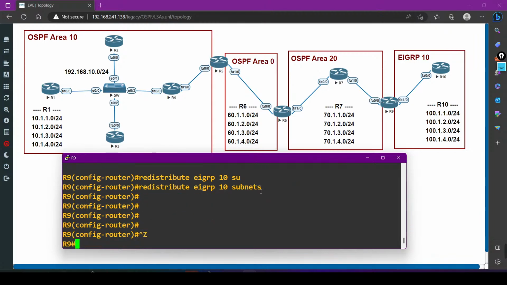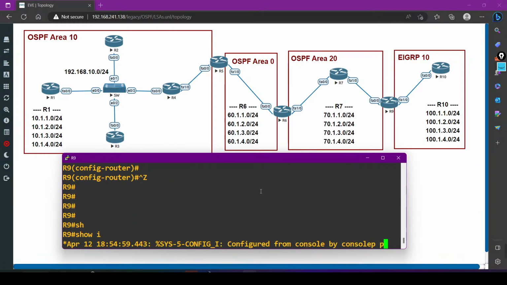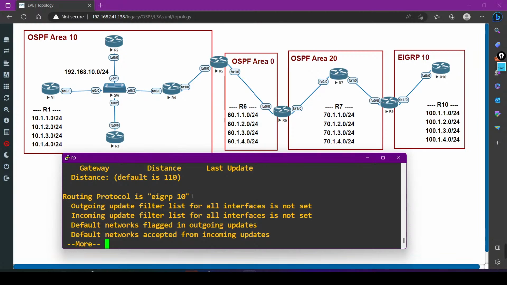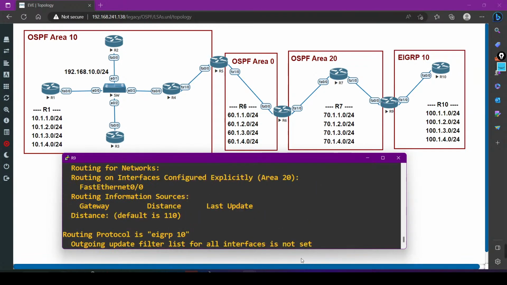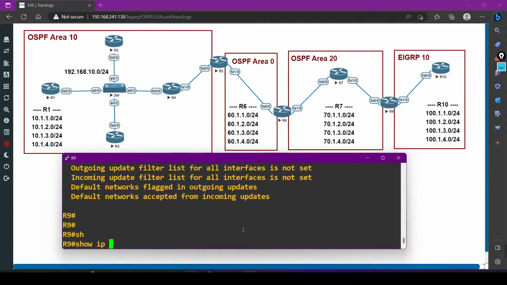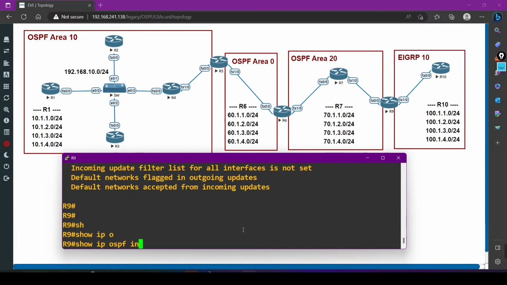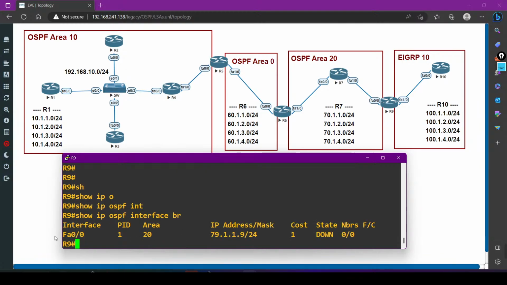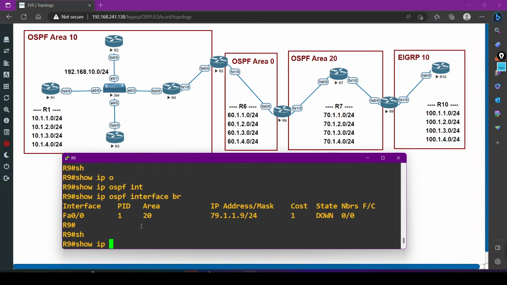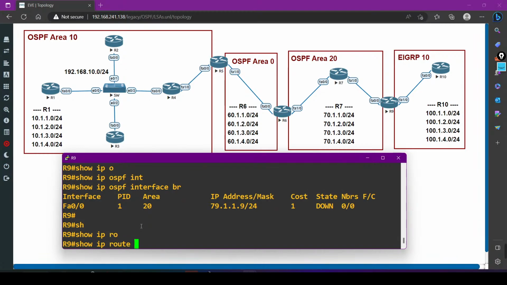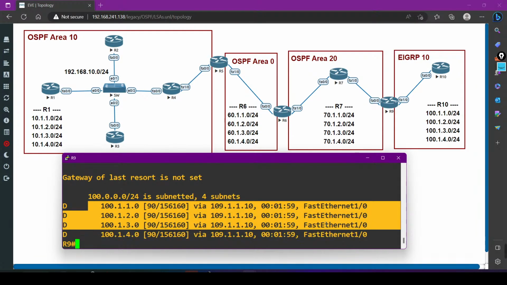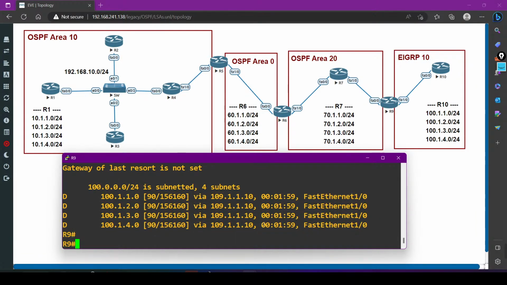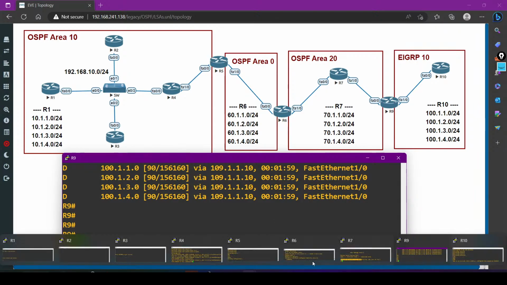That means let me check the configuration over here. So IP protocols. I am running EIGRP 10 over here. I am running OSPF 1 over here. Okay. So show ip ospf interface brief. I am running OSPF on which interface? F0/0. So show ip route eigrp. These prefixes were all received via EIGRP. Yes or no? Now router number 7.